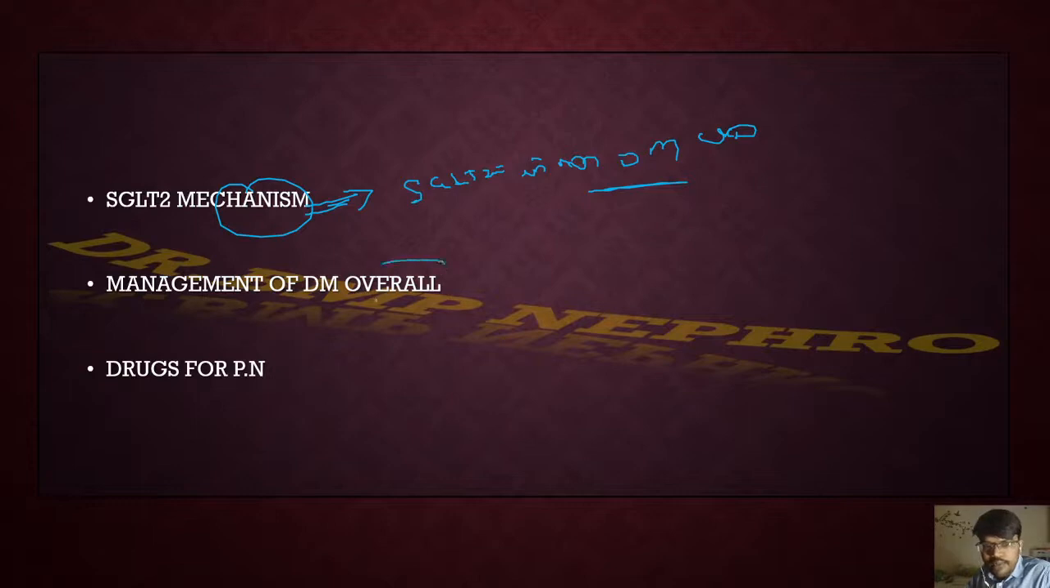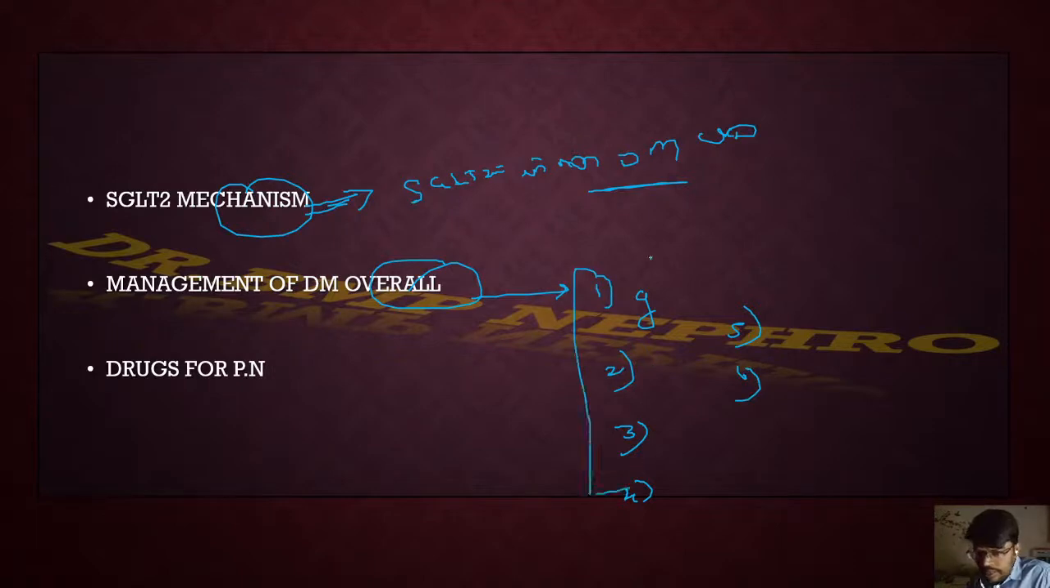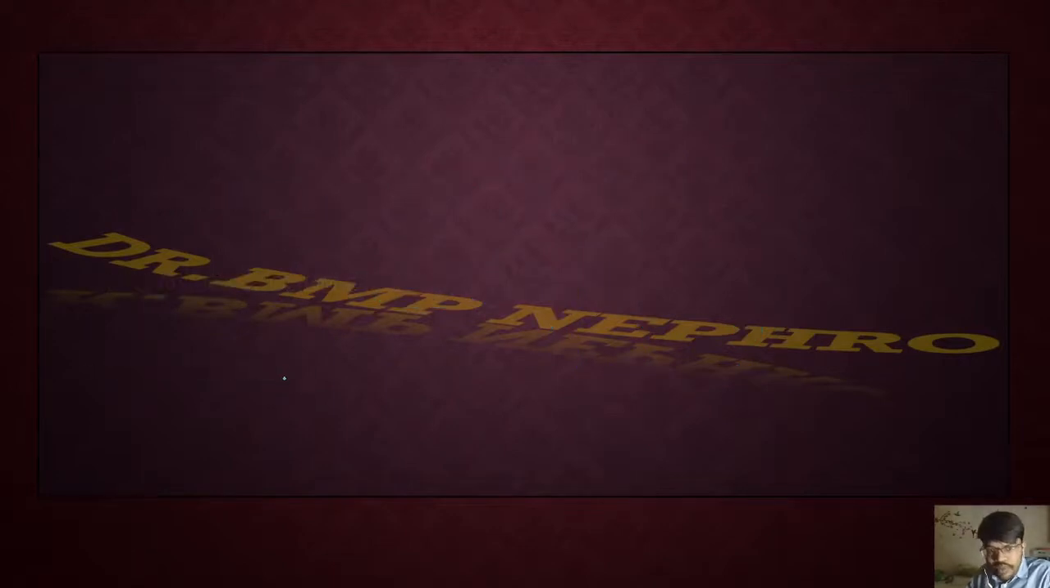And the management of diabetes overall, how to tell: glycemic control, BP control, nephroprotection, infection protection, peripheral vascular disease protection, diabetic foot care. We have to go through the guidelines to mention all these things. And the drugs for peripheral neuropathy, they might ask about the dose, complications, what are the things to look for. There are so many other questions we can keep on discussing, but I will finish here so you can study the theory part of this.